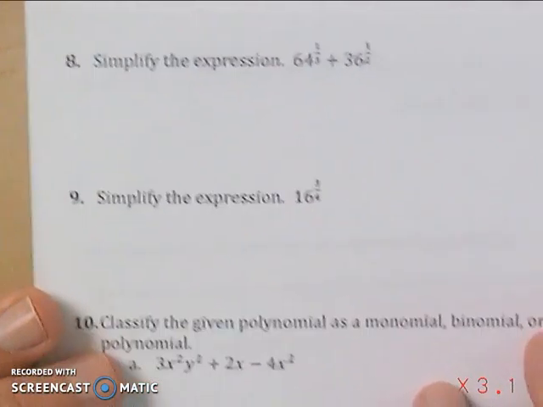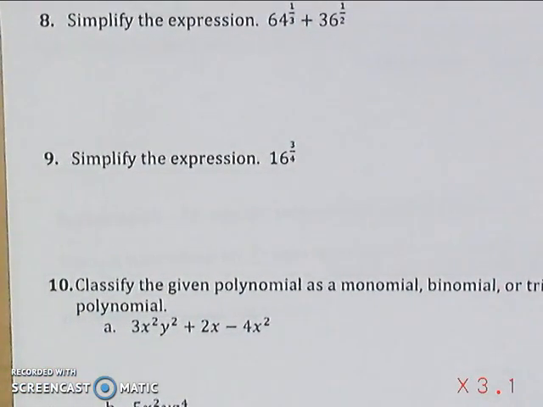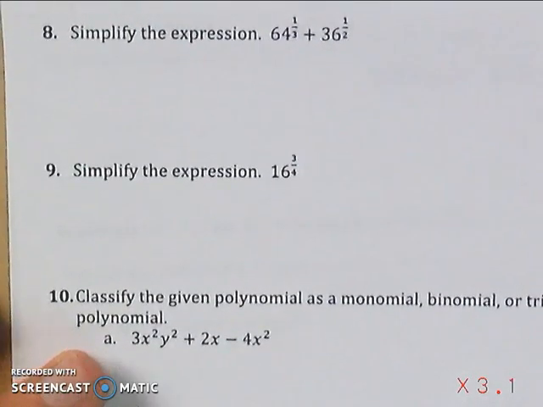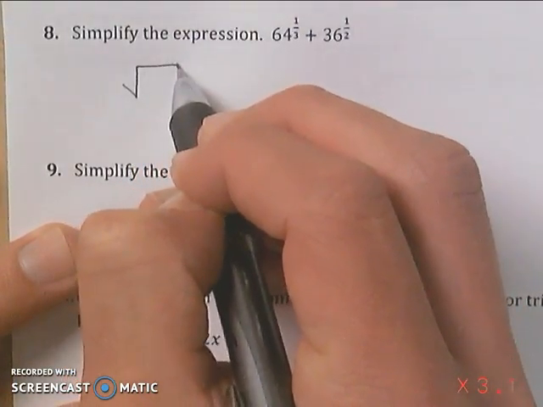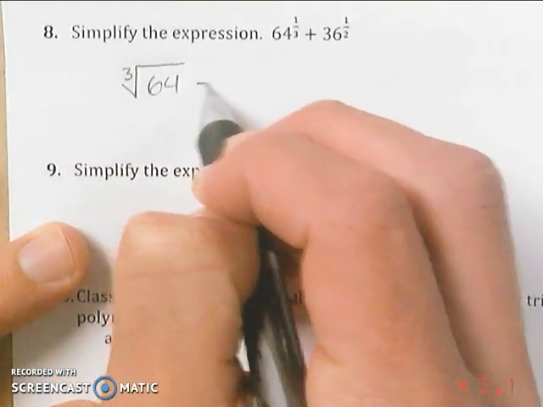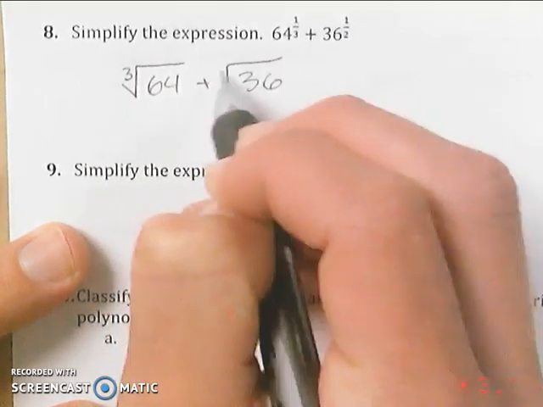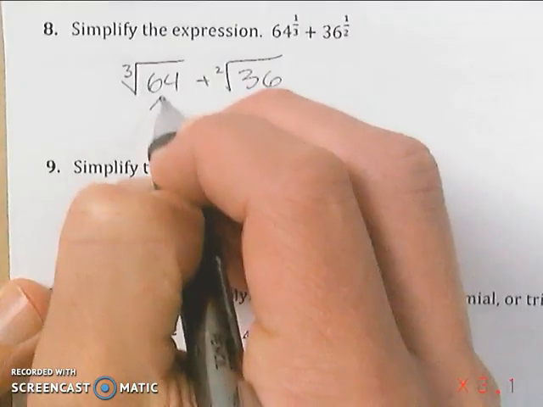Alright, number 8. For number 8, we're trying to simplify this expression. Basically, when we have fraction exponents, we're going to put it into our radical. The bottom number tells me what the index is. So for this one, I'm going to get the cube root of 64, and I'm going to get the square root of 36. So what 3 equal factors multiply to give me 64?